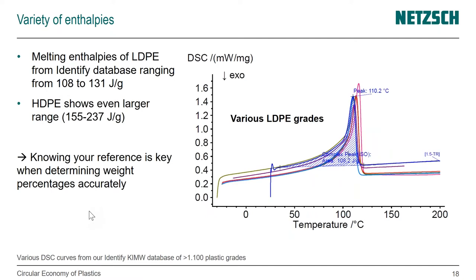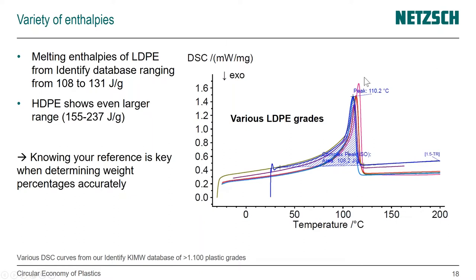When we want to quantify the materials, we typically look at the enthalpy. I wanted to give you an idea how wide the range of enthalpies can be within one product family. In Identify, we have a huge database of more than 1,100 plastic grades. We call it the KMW database, and those are real grades that you can buy on the market. I looked at all the LDPE grades we have in there, and the melting enthalpies range from 108 to 131.